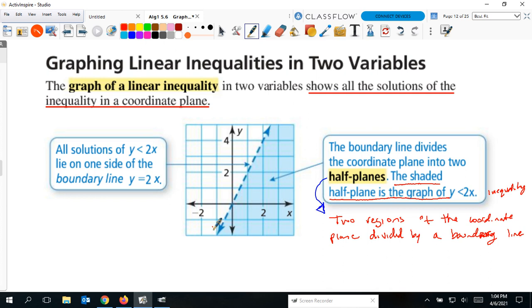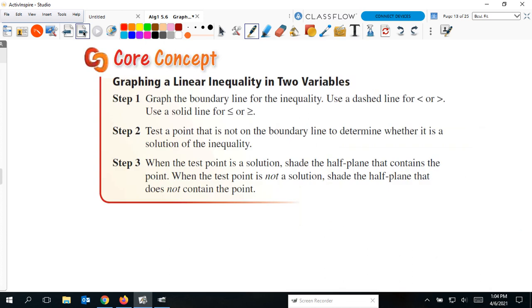So I'm still on page 159 of your notes. Look down at the core concept. Again, if you needed to rewind and see this again, you can always come back to see this. So our core concept here starts out with step number 1. It wants to graph the boundary line of the inequality. But here's the key thing, you need to use a dashed line when they don't have the equal sign, and you use a solid line when it does have the equal sign.